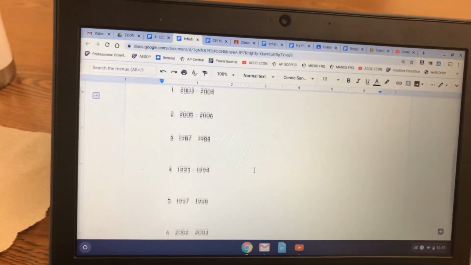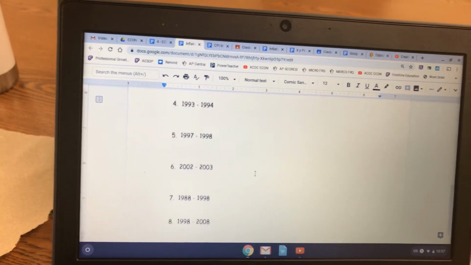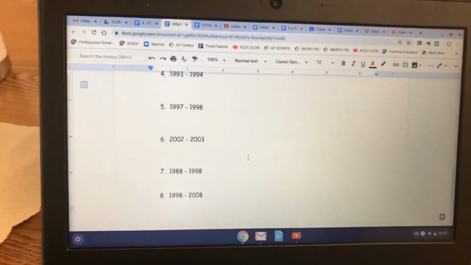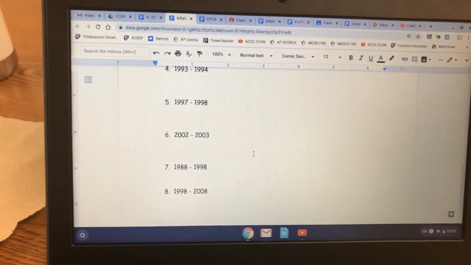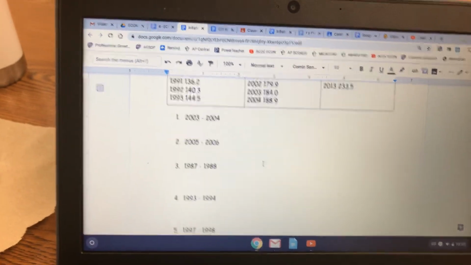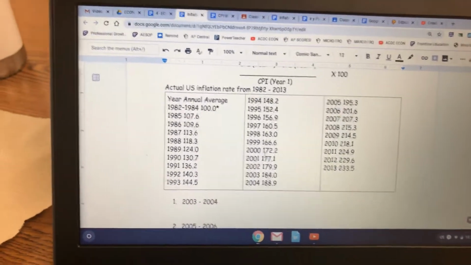So this is just talking about, okay, inflation is increasing, inflation is going up over time, or like prices are going up over time, and you're just trying to calculate how much those prices are going up, okay?